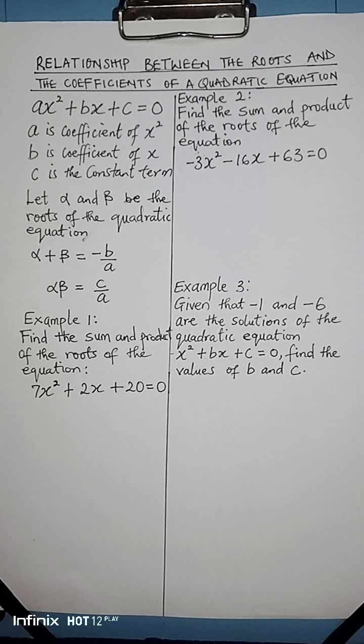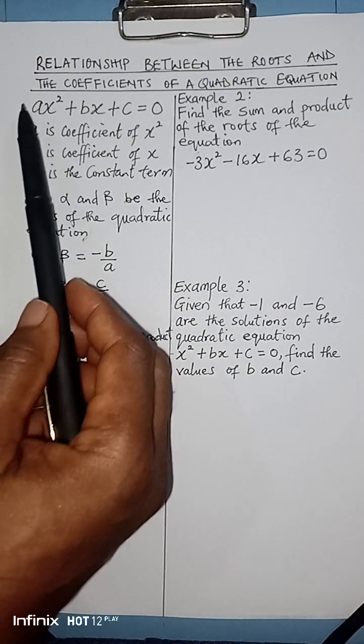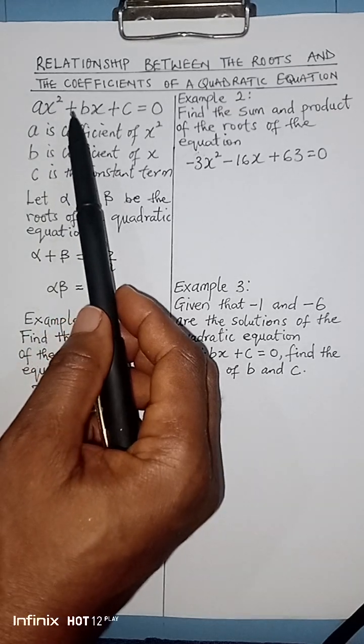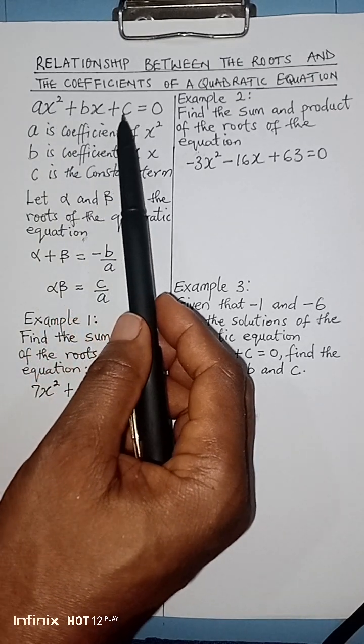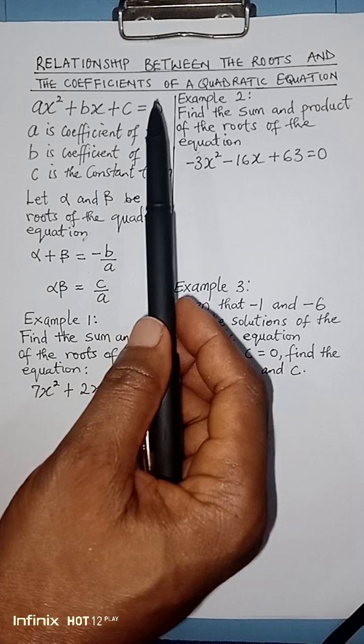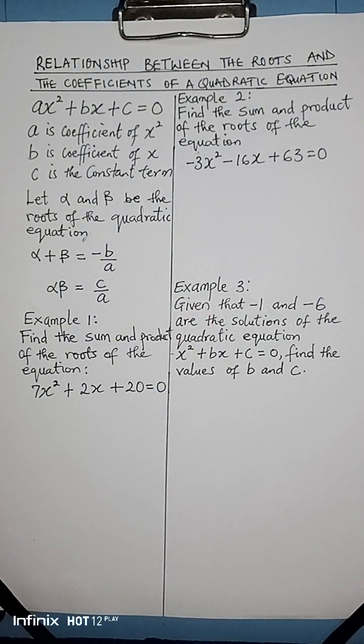Relationship between the roots and the coefficients of a quadratic equation. Now let's establish the general form of a quadratic equation. It is given as ax squared plus bx plus c equal to 0. That is the general form of a quadratic equation.